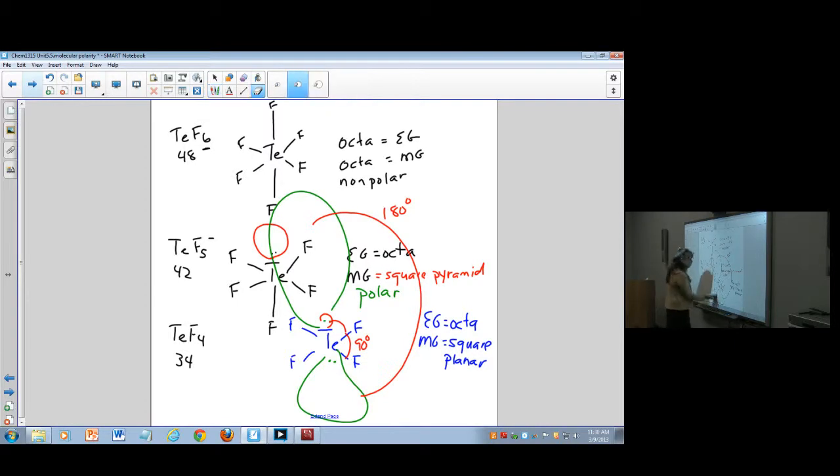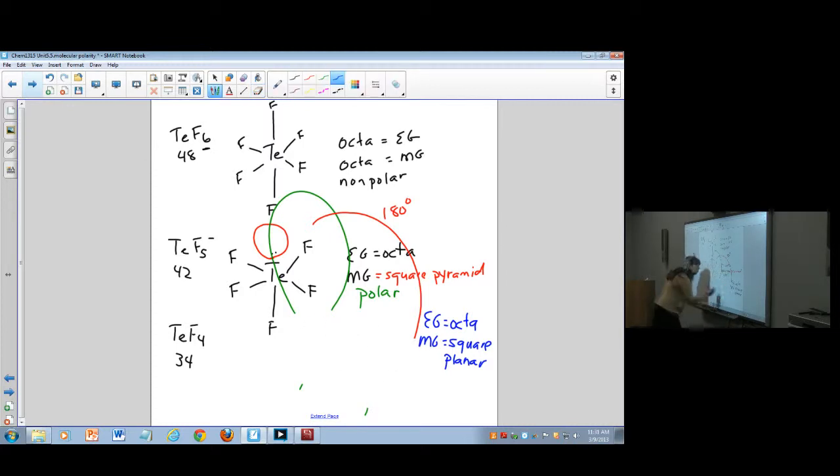Let me get rid of some of this stuff so we can see. Let me just redraw this so we can see it for just a minute without all this stuff on it. And the answer is it's not polar, because these electrons in this axial plane don't really have any effect on the fluorines in the other plane, so this is non-polar.